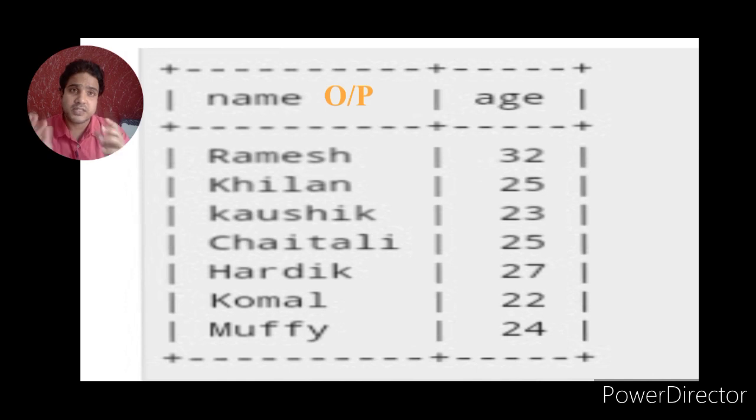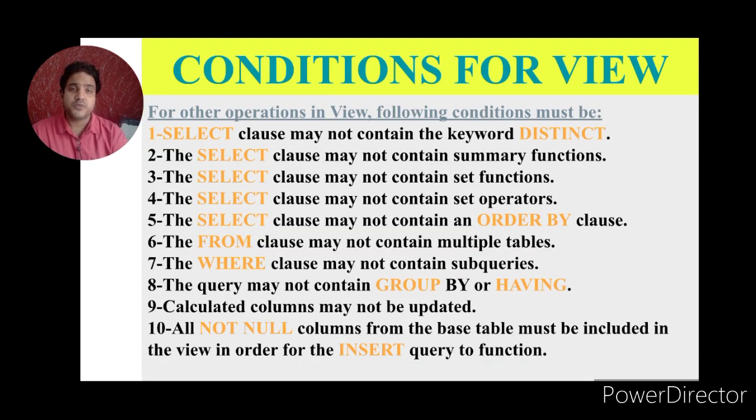What are the conditions, what are the restrictions for the operations of a view? So these are the conditions for a view. The user can perform operations like on a table. These are the 10 points that should be remembered. First, the select clause may not contain the keyword DISTINCT. Second, the select clause may not contain a summary function, meaning an aggregate function. Third, the select clause may not contain a set function. Set functions mean union, intersection, and other operations like join. These operations may not be performed in a view.